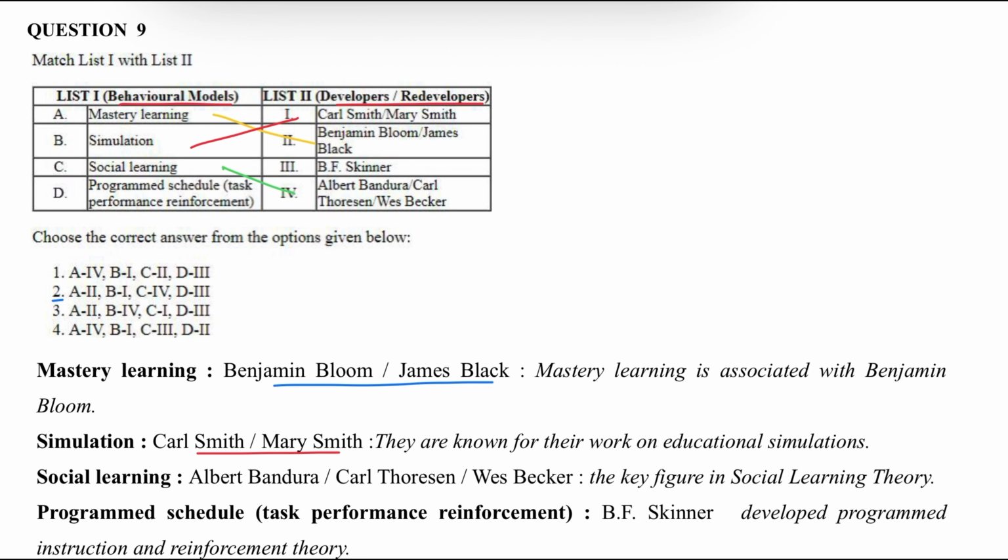Programmed schedule or task performance reinforcement. So that is BF Skinner. D3. A2, B1, C4, D3. Correct answer is option 2.